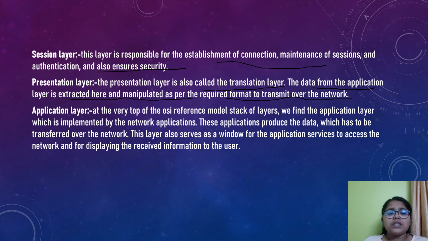Next is the application layer. At the very top of the OSI reference model stack of layers, we find the application layer, which is implemented by network applications. These applications produce data which has to be transferred over the network. So the application layer gives the data which is to be transferred. This layer also serves as a window for application services to access the network and for displaying the received information to the user. It acts as a display board, helping display the received information to the user.